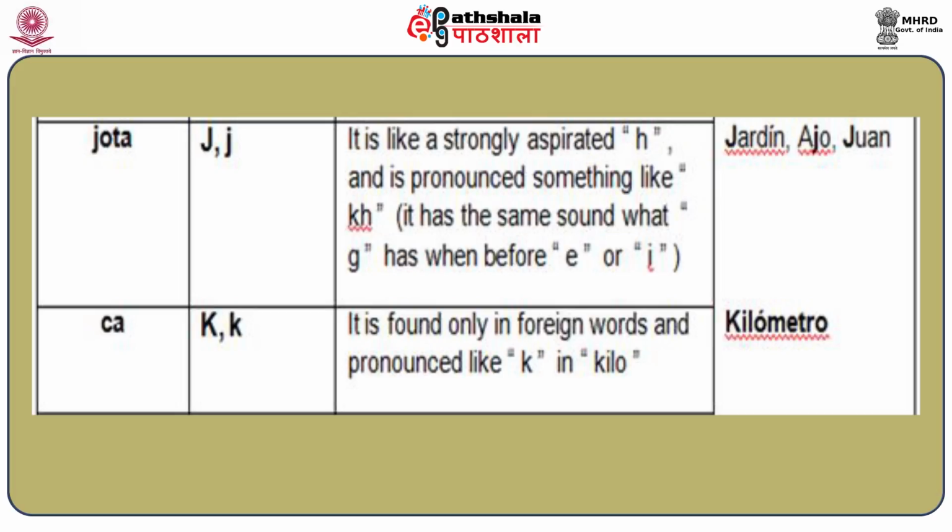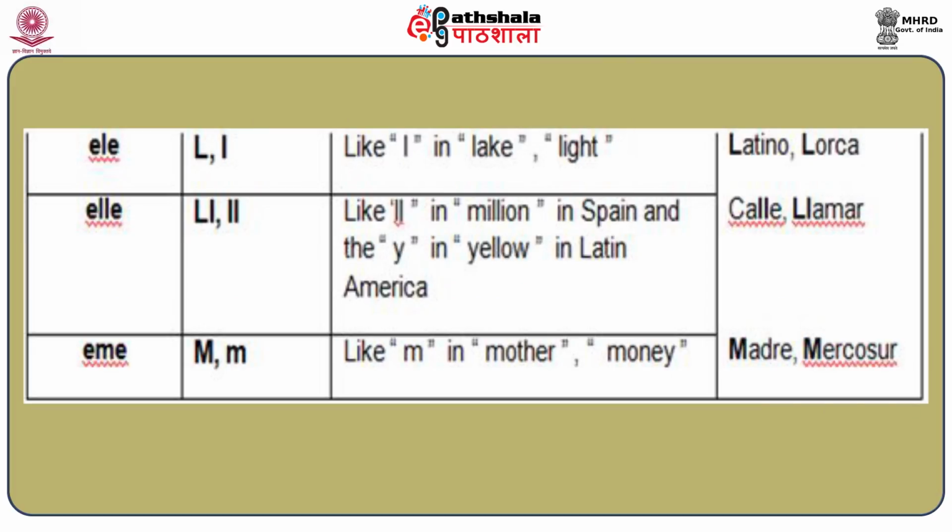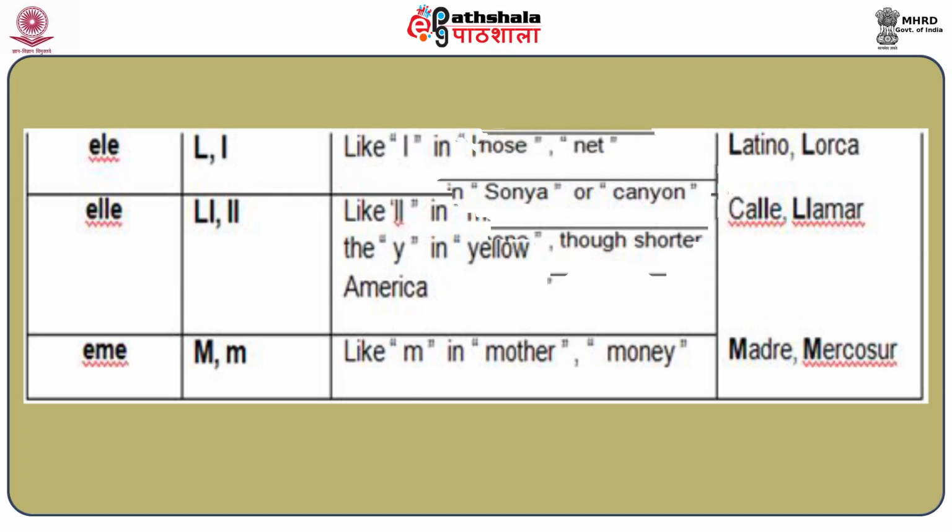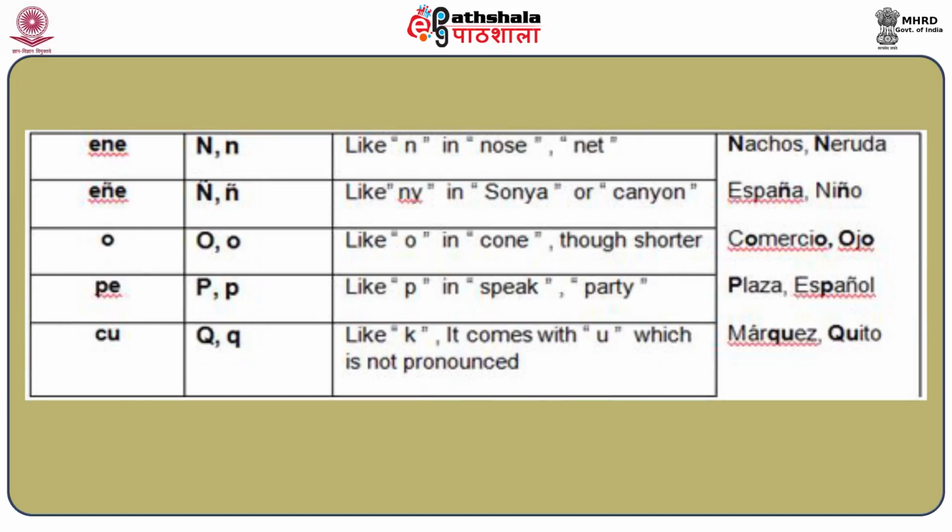For example, kilómetro. L is L, for example, Latino or Lorca. Double L is Elie, for example, calle or llamar. M is M, like mother or money, and words with M in Spanish are madre or Mercosur. N is N, like for example, nachos or Neruda. Ñ, that is N with the tilde sign, is pronounced as Eñe, and the examples are España or niño.